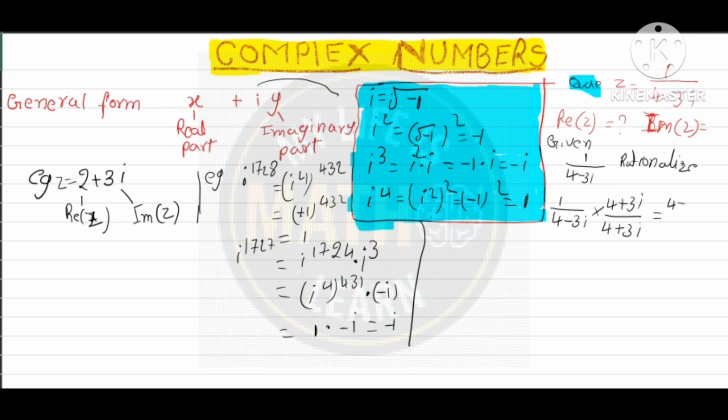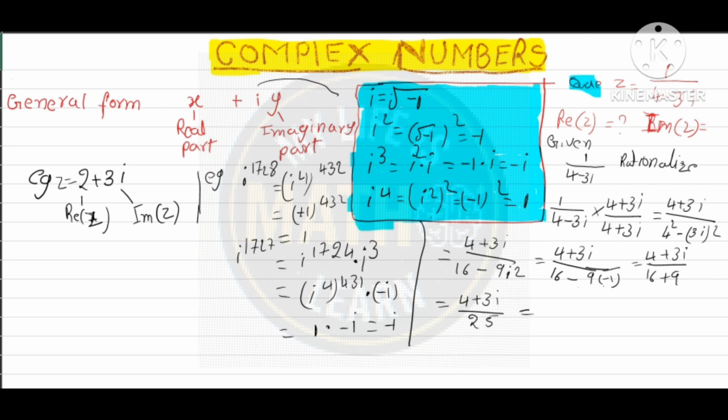1 into 4 plus 3i, that is 4 plus 3i by, using the a square minus b square formula, 4 square minus 3i whole square. That is 4 plus 3i by 16 minus 9 i square, with i square equal to minus 1, that is 16 plus 9, which is 4 plus 3i by 25. That is equal to 4 by 25 plus 3 by 25 i. The real part of Z is 4 by 25. The imaginary part of Z is 3 by 25.